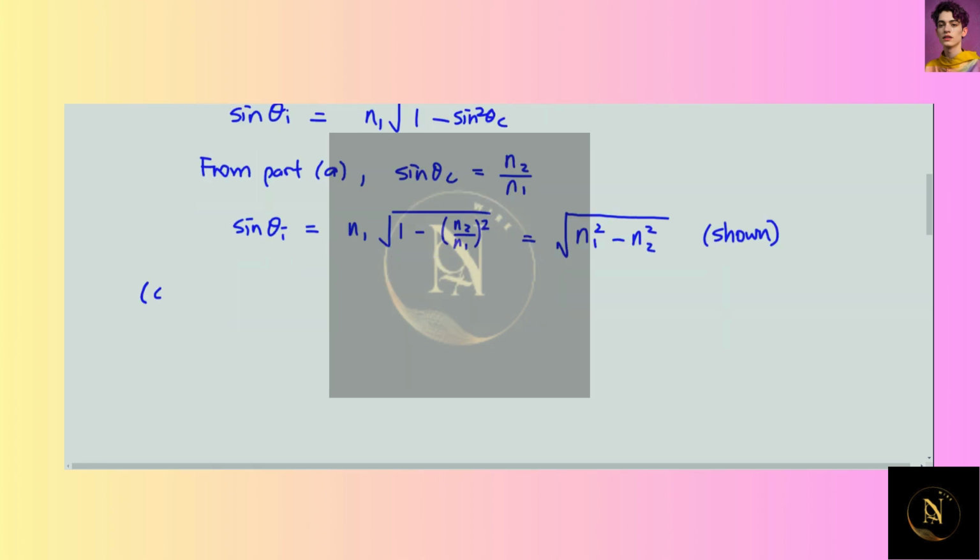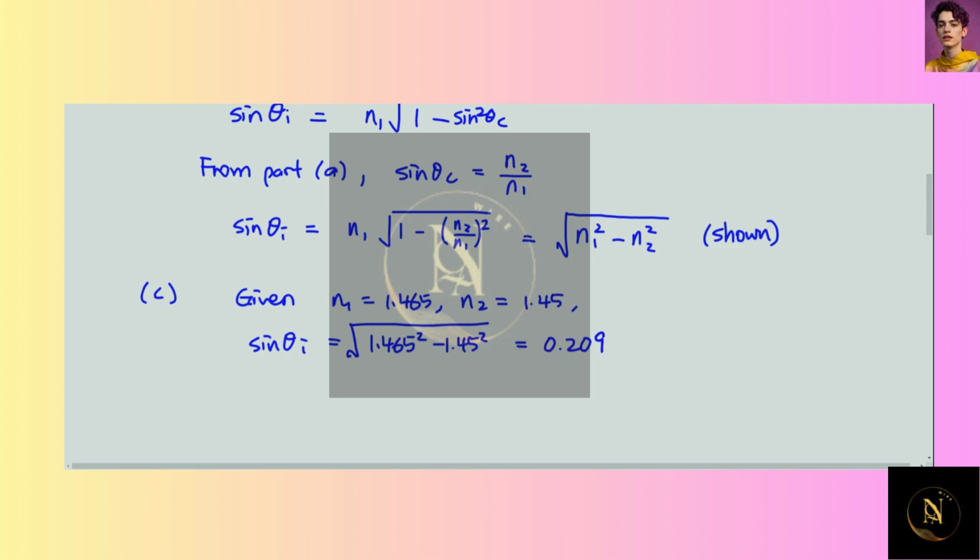Then in part C, given n1 equals 1.465 and n2 equals 1.45, we want to find theta I. Sine theta I becomes the square root of 1.465 squared minus 1.45 squared, and you get 0.209. Then theta I is 12.1 degrees. This is the answer for part C, and that's all.